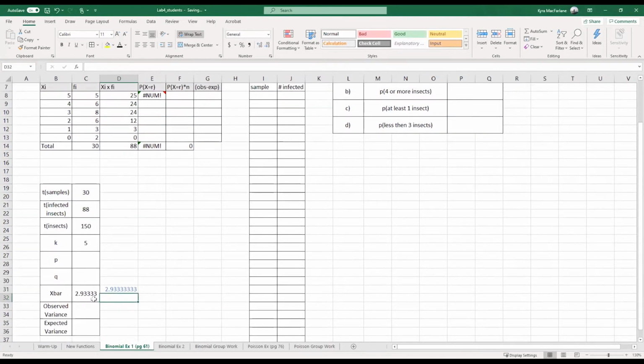So now that we have X bar and K, we can also calculate P and Q. Remember, because X bar is equal to KP, that means P is equal to X bar divided by K. So that's our probability of a success.